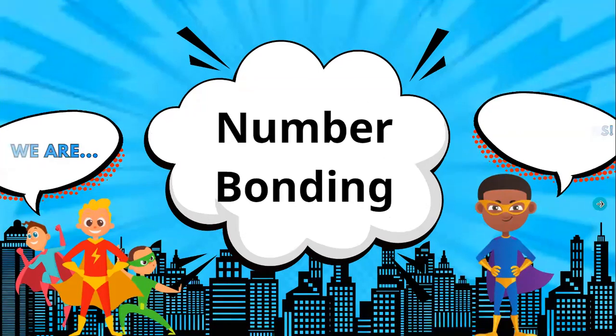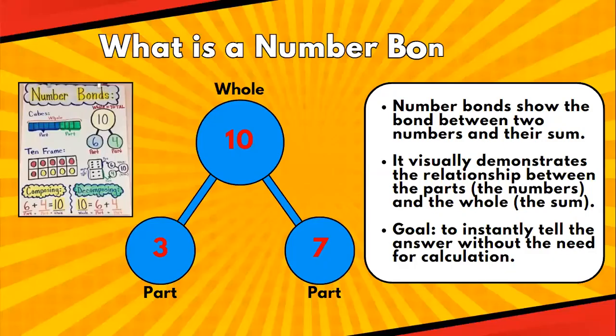So let's get started. So what is a number bond? Number bonds show the bond between two numbers and their sum, and sometimes even their difference. It usually demonstrates the relationship between the parts, the numbers, and the whole, which is the sum. The ultimate goal of using number bonds is to instantly tell the answer without the need for calculation.